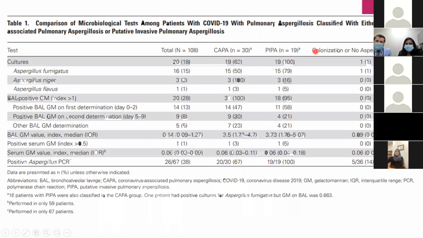And really, this is coronavirus-associated pulmonary aspergillosis, that's CAPA. This is the new term that has been coined since this has been seen. And this other one, this is kind of the old way, the possible and probable classification.